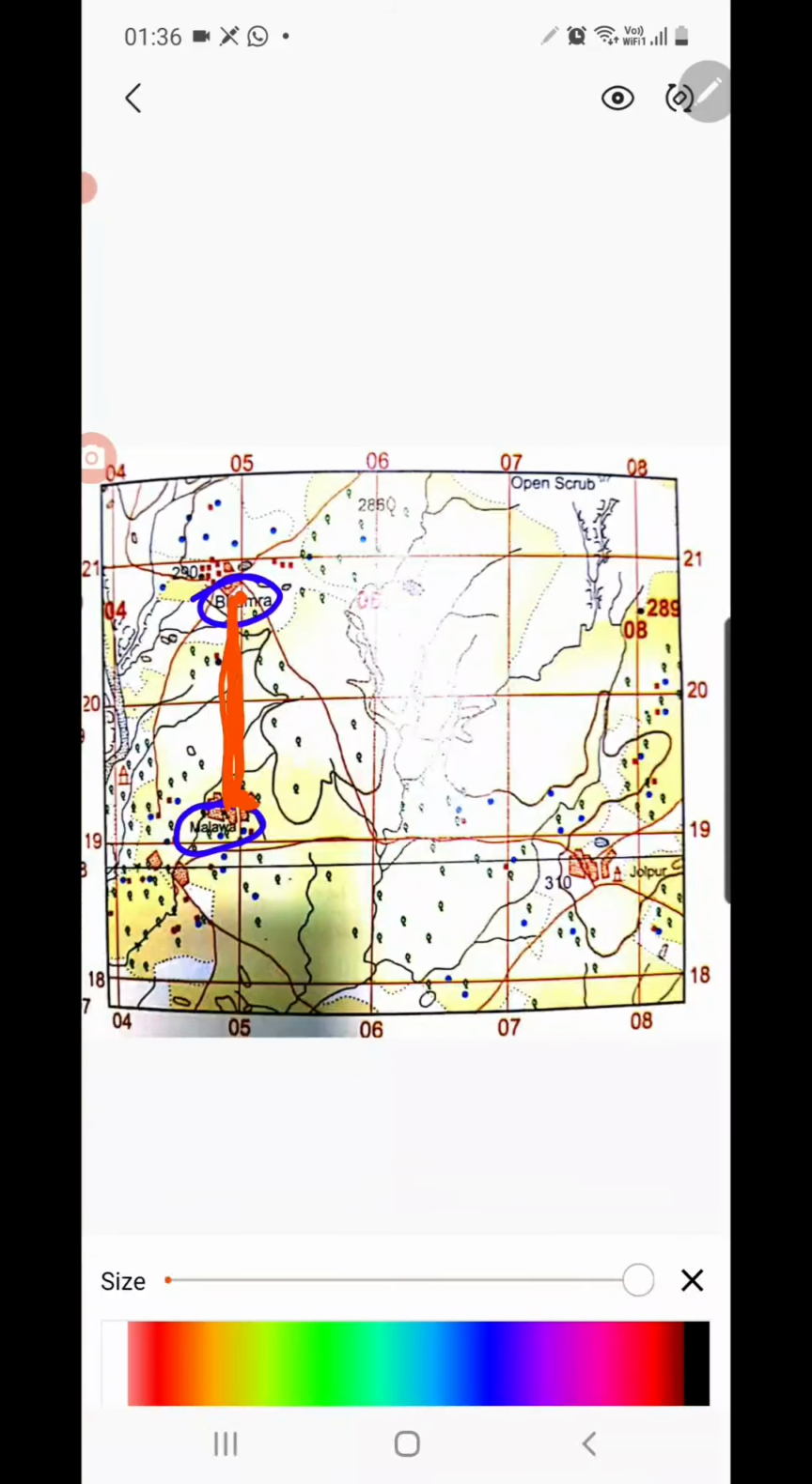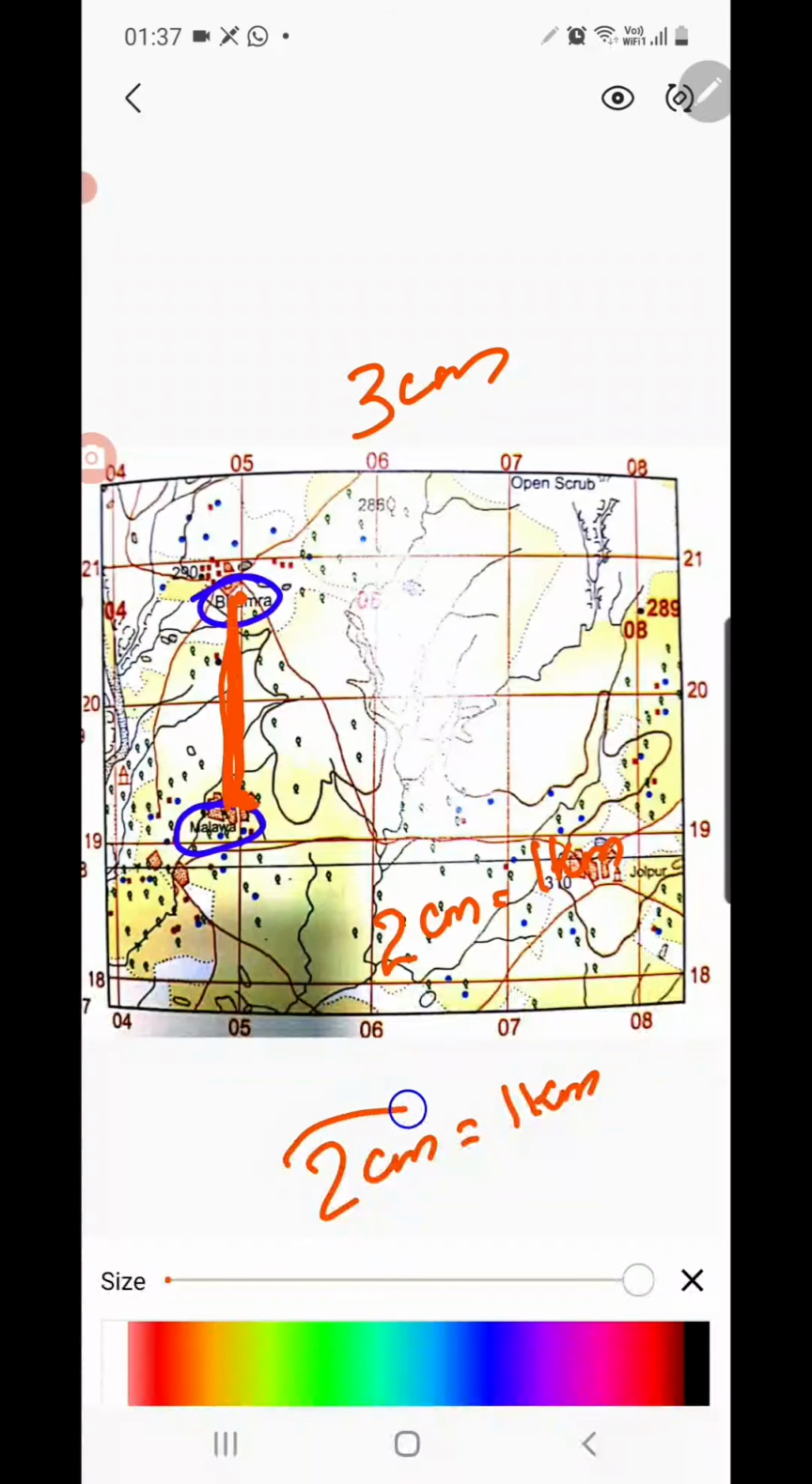This is 3 centimeters. Here you see, 2 centimeters is equal to 1 kilometer. Understand the calculation: 2 centimeters is equal to 1 kilometer. That means this 2 centimeters is the map distance and 1 kilometer is the ground distance. So with the help of the survey map you are able to find the ground distance. Okay, suppose you see this particular square.